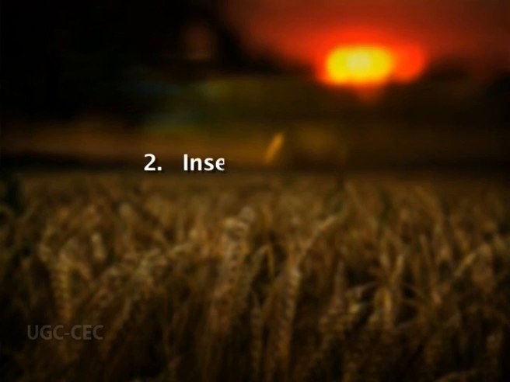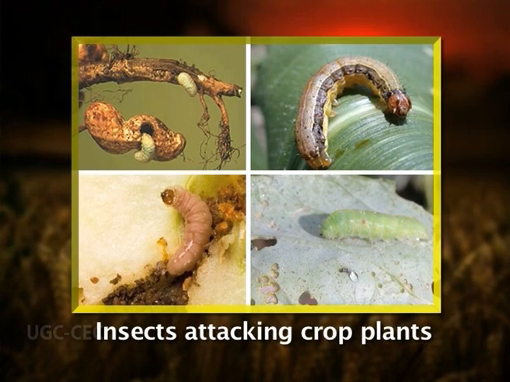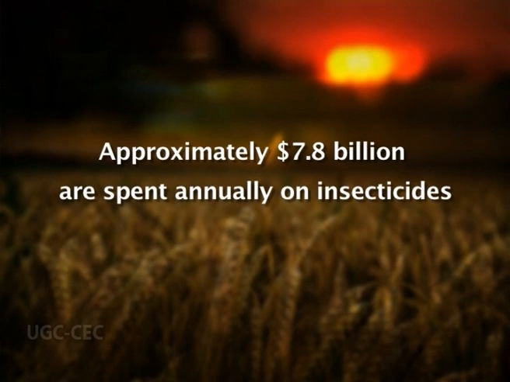Number 2 application of genetic engineering is insect resistance. Insects are believed to cause around 10% loss of the total crop production, and approximately $7.8 billion are spent annually on insecticides. Further, these insecticides are non-degradable and cause pollution problems besides killing beneficial pollinators and other insects.